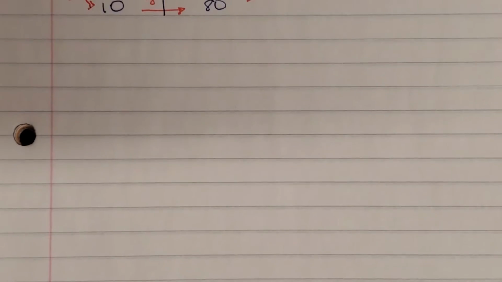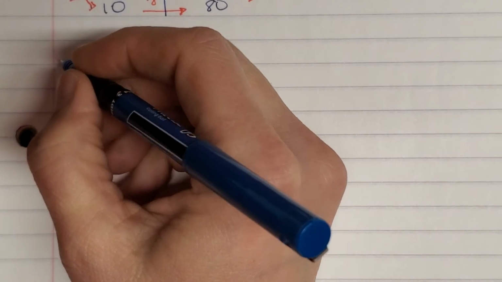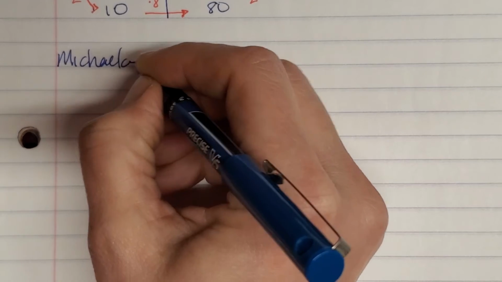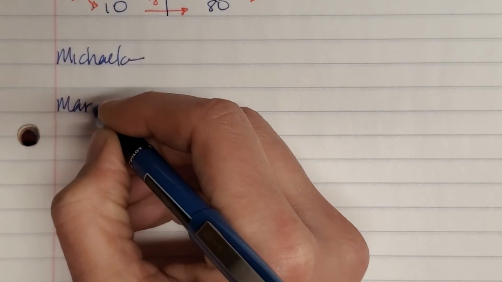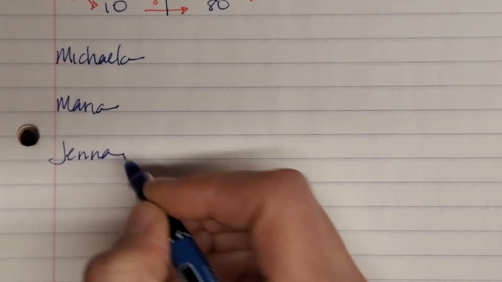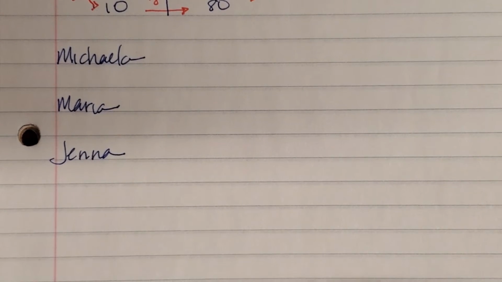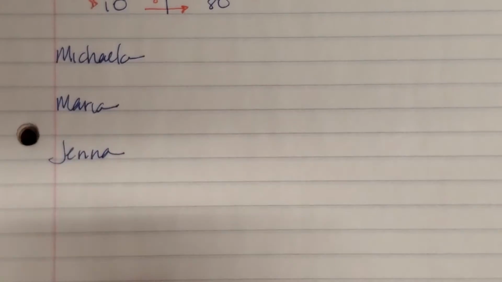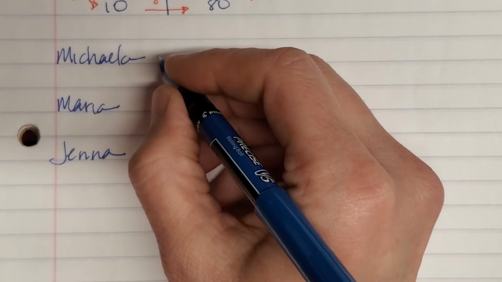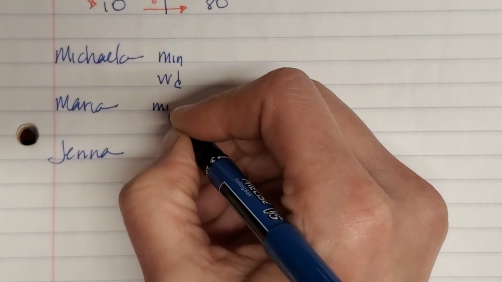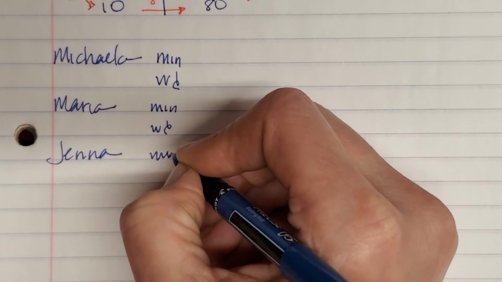Okay? All right, let's try this. Let's try out some stuff here. Let's see. We got these 3 girls, okay? Let's say their names are Michaela, Maria, and Jenna. And these girls like to text. And they're kind of nerdy, so they wanted to know how fast each other texted. So they timed each other and then counted. Michaela, minutes, words, minutes, words, minutes, words.